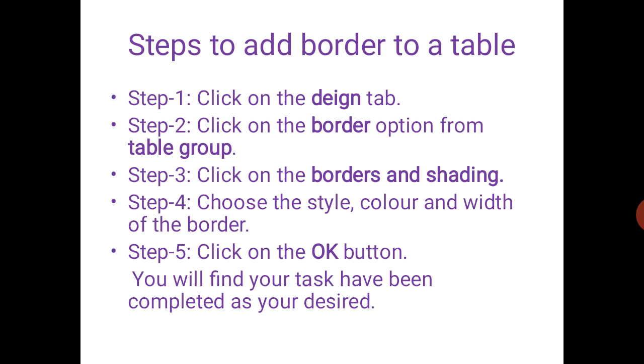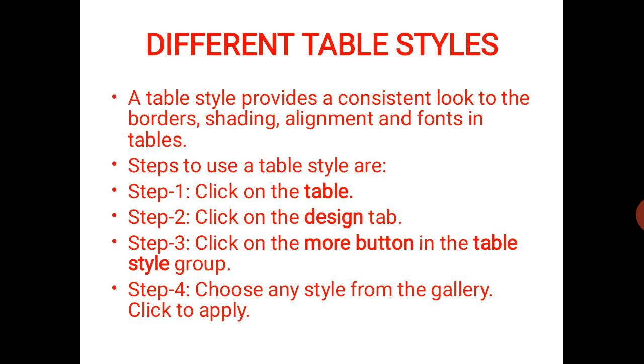Steps to add border to a table. Step 1. Click on the Design tab. Step 2. Click on the Border option from the Table group. Step 3. Click on the Border and Shading. Step 4. Choose the style, color and width of the border. Step 5. Click on the OK button. You will find your task has been completed as you desired.